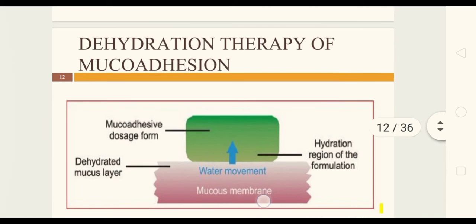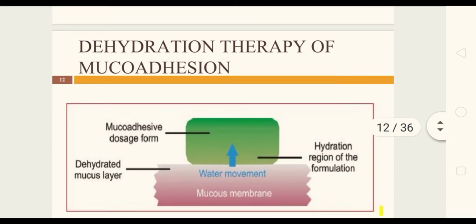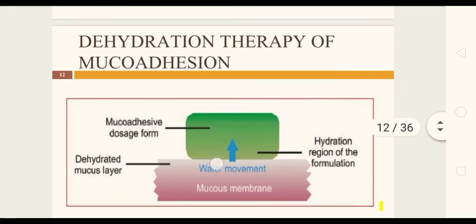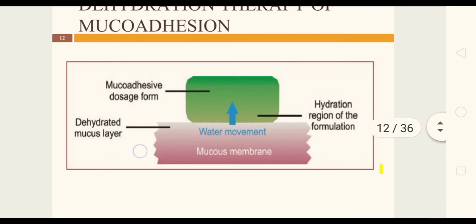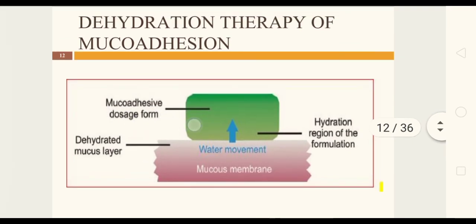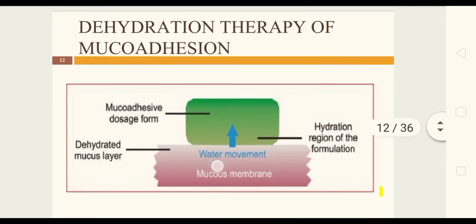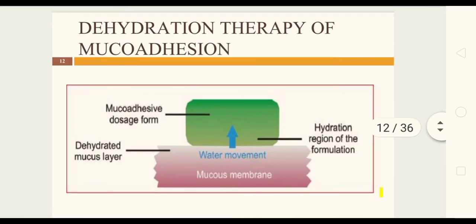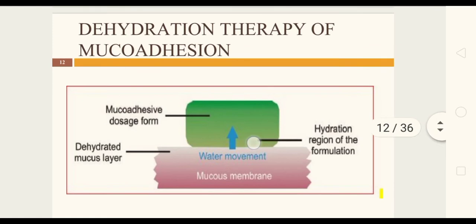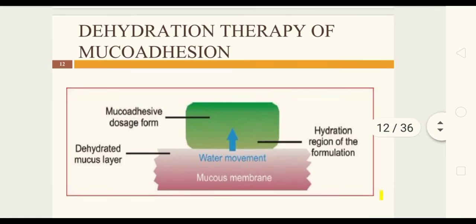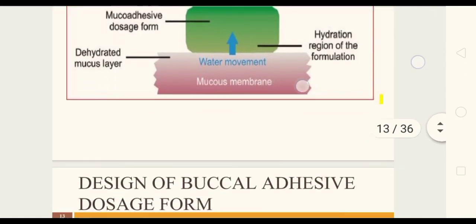In this diagram we can see the mucous membrane and the mucus layer shows the movement of water towards the molecule, and this mucoadhesive dosage form which is attached to the mucous membrane becomes hydrated, and this is shown as the hydration region of the formulation, and the dehydrated region becomes the mucus layer. Therefore, the molecule swells because of the water movement from the mucous membrane.